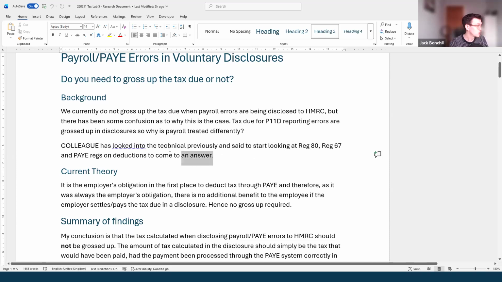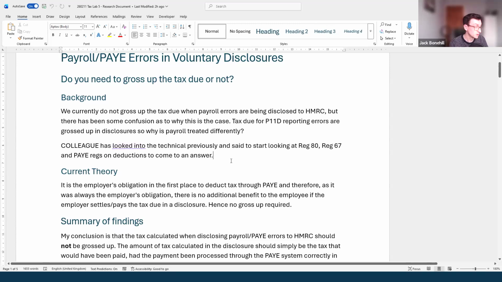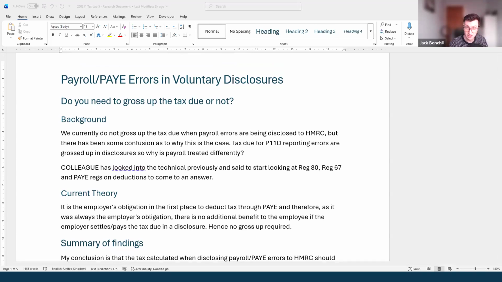Okay, so this is quite a nice start to this because you open the document and you've got a bit of context and background in terms of what this document's about, where it's come from, etc. So it sets the direction well off the start here. So I'm liking that so far.